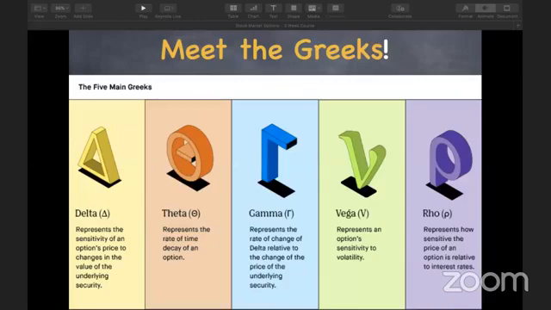Here's a screen worth screenshotting. May want to take a picture of this. Just giving you the cheat code. All right, so take a screenshot of that. And I got a video for you. This is going to help break down how the pricing works on the Greeks.